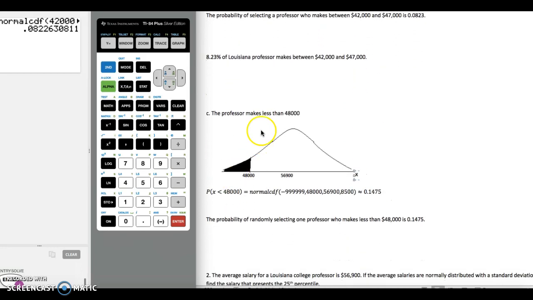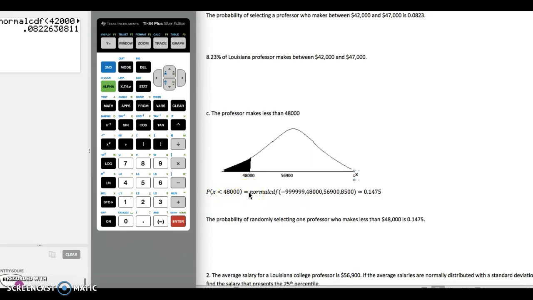Next question. Find the probability that the professor makes less than $48,000. Well, our mean is 56,900. 48 is less than that, so you put that on the left side of the graph. And we want to find the probability that a professor makes less than that amount. So you're going to shade all the salaries less than 48,000. So that's this side of the graph here, the left region. And so we're looking for the probability that the X value, or the salary, is less than 48,000.